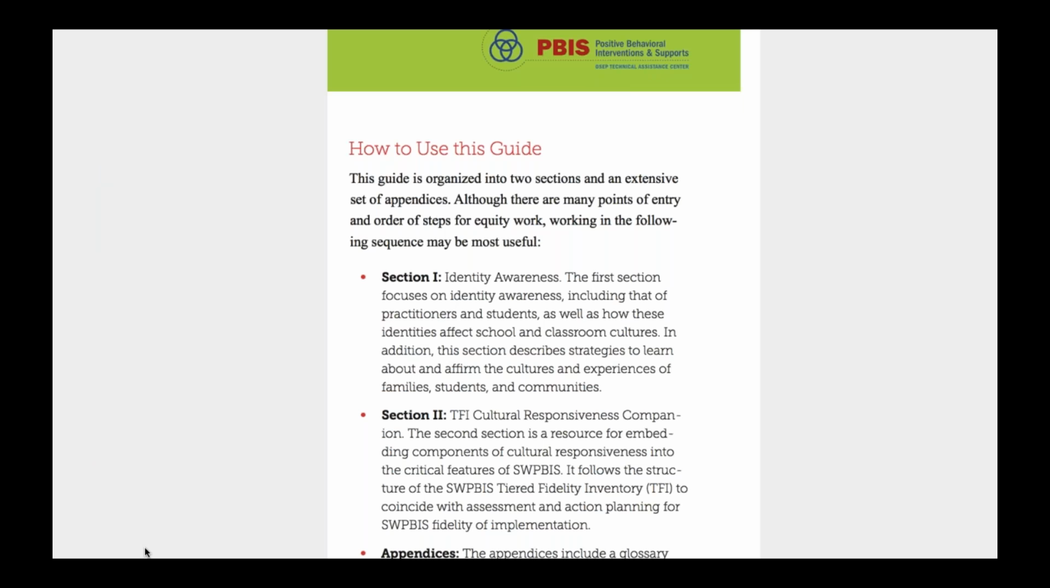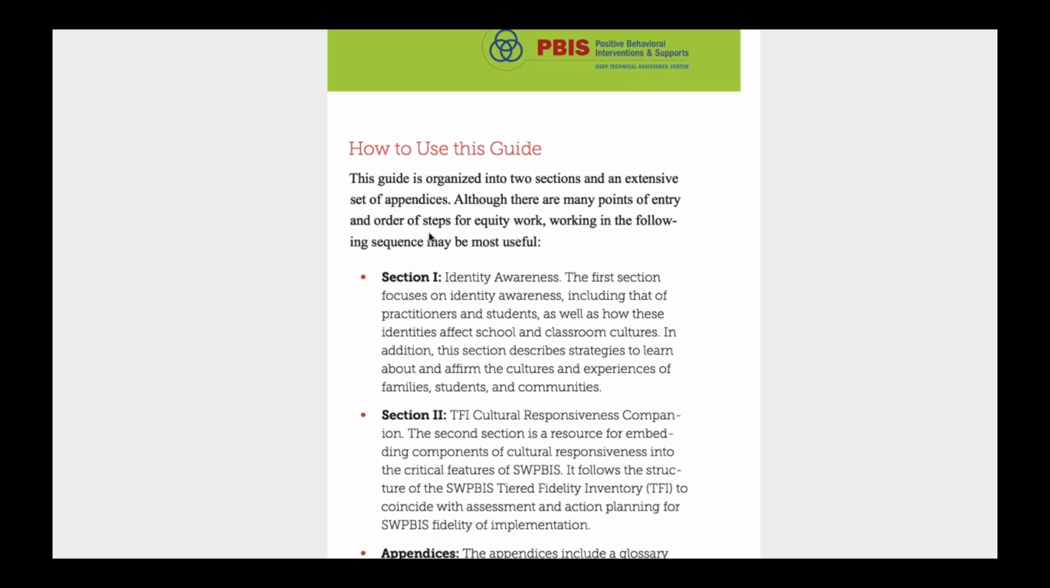So the first section is how to use this guide. As Kent mentioned, he talked about the sections and the appendices, but what we'll outline again is that there are multiple points of entry for this work. This is not linear. I have the kind of personality that would love it to be, but it just is not. It is very messy and sometimes uncomfortable. And what we've determined is that following a sort of sequence might be the best approach. So we would really recommend that identity awareness be addressed very early on.